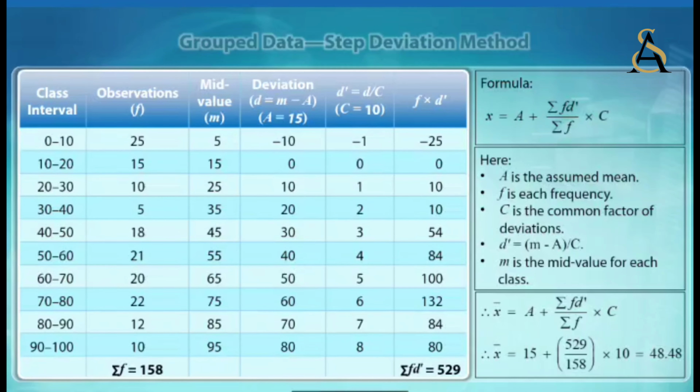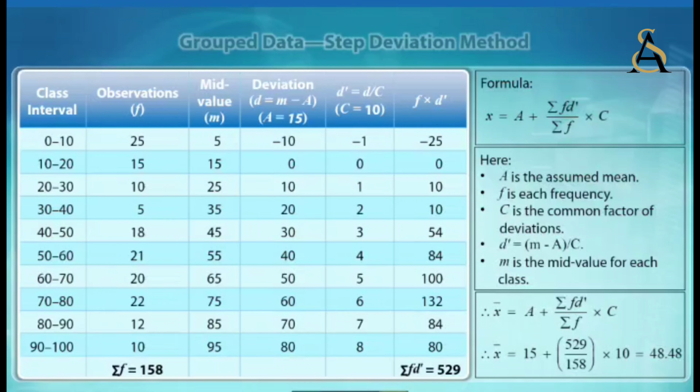The last method is the step deviation method. As in the case of discrete series, we had calculated deviation dash. In the same way, here also we are going to calculate the deviation dash, which is the deviation that we have got divided by the class interval. So here in this case it is 10. So whatever deviation we have got, minus 10 divided by 10 is minus 1. 0 divided by 10 is 0. 10 divided by 10 is 1. 20 divided by 10 is 2. And so on and so forth.